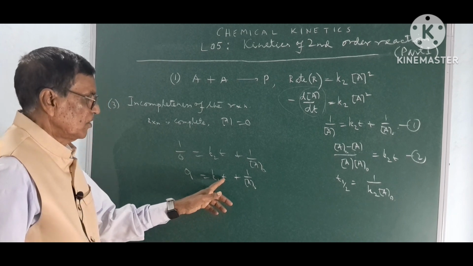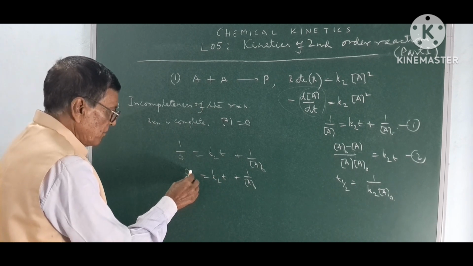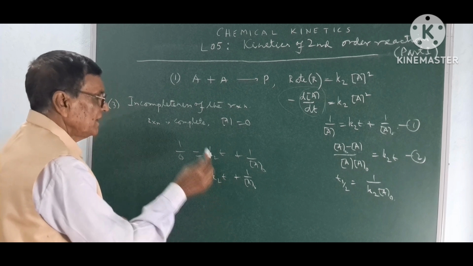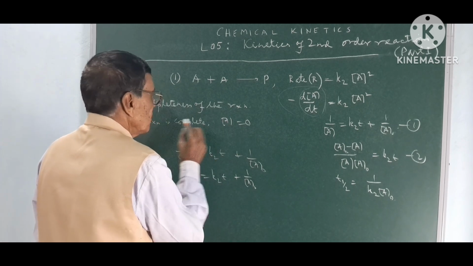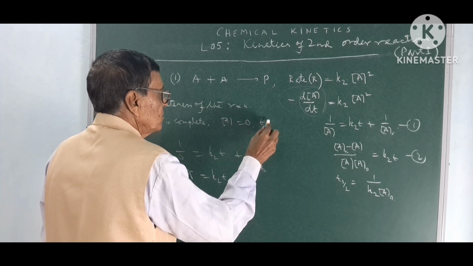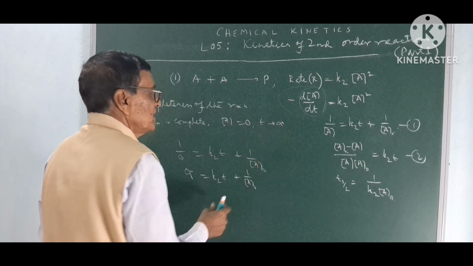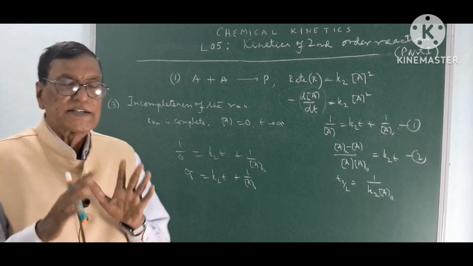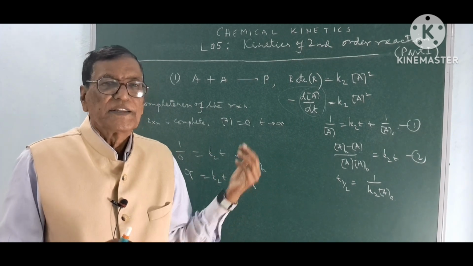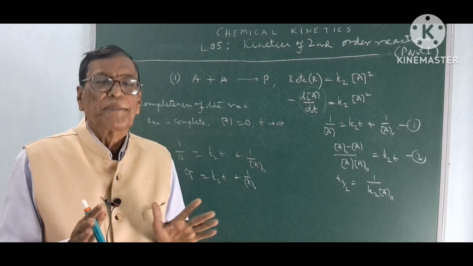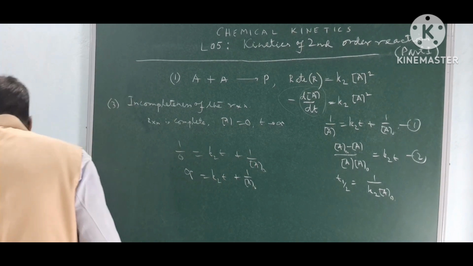So this is constant, this is also constant. This equation can only be possible when T is infinity. So whenever the reaction is complete, T tends to infinity. It means at infinite time the reaction will be over, and in a finite time the reaction will never be complete. It remains incomplete.